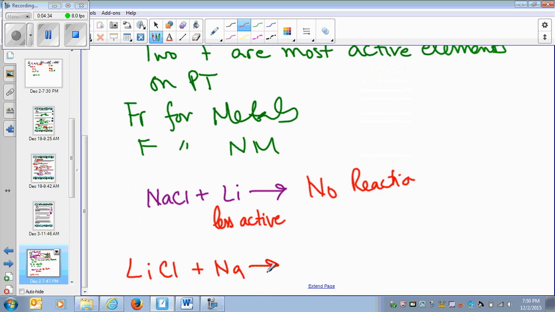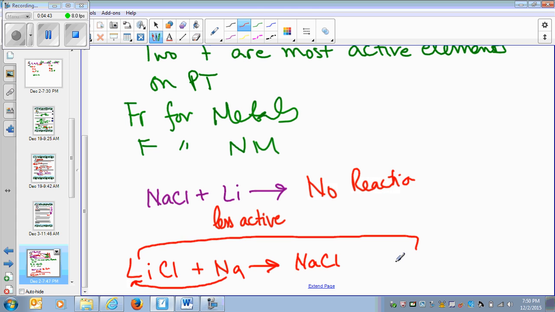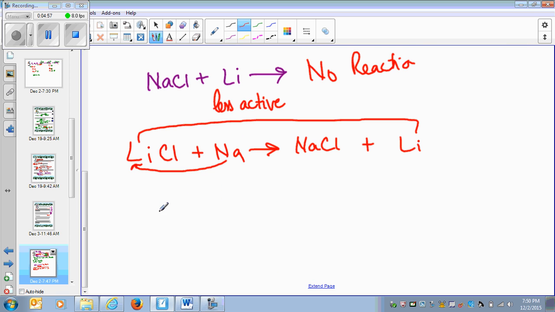Okay, so this reaction will happen and I can have sodium chloride. So sodium can replace lithium. Lithium is kicked out right here and sodium makes a bond with chlorine. The other thing you need to know is that we're not playing blocks here where you can just take one off and put the other one in.